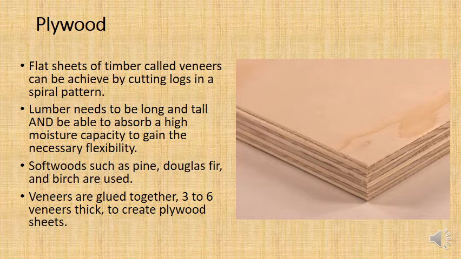Now, when you're actually shaving the wood into a thin veneer in this spiral pattern, it's very important that the wood has good elasticity, a low modulus of elasticity. Otherwise, it will crack and break as you're cutting it. To get that malleability, you need a high moisture content to get the flexibility. And so softwoods such as pine, Douglas fir, birch are often used for plywood. Another type of wood would actually be a hardwood such as poplar. That works reasonably well too.